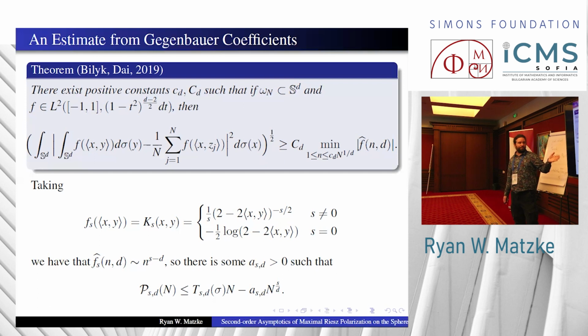The nice thing that happens with that is that the Gegenbauer coefficients of the Riesz kernels are all positive, and the nth coefficient is always something of the order n to the s minus d. So what this then tells us is that basically the minimum over here happens when we take the largest lowercase n we can take, which is going to be of order capital N, the number of points, to the 1 over d, and this then gives us our upper bound on the asymptotics of the maximal Riesz polarization. Right, so this is just where the two bounds are coming from.